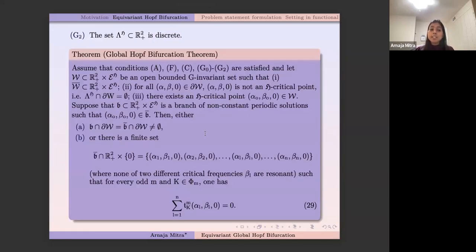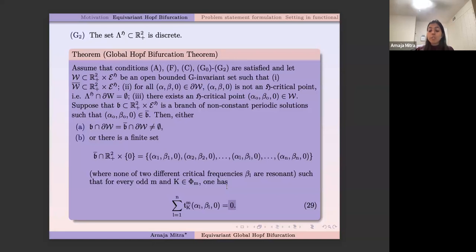Now the global result. This is the Rabinowitz-type result. This says that if all these conditions are satisfied and the solution is non-constant, then you will get an open bounded G-invariant set W such that there is a Hopf bifurcation point in W but not on the boundary, which has a non-empty, non-constant solution, and moreover the bifurcation point is finite. And the result you are getting is that the number we defined is 0. So this is a global result.